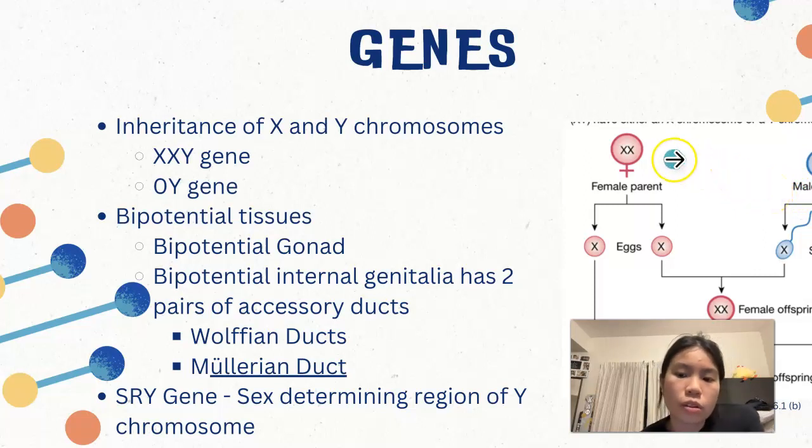The female's eggs would only have the X chromosome to give, and the male sperm would have either an X chromosome or a Y chromosome. And the male is the one that actually determines the gender. If the male donates their X chromosome, then a female offspring would result, and if the male donates their Y chromosome, then a male offspring would result.